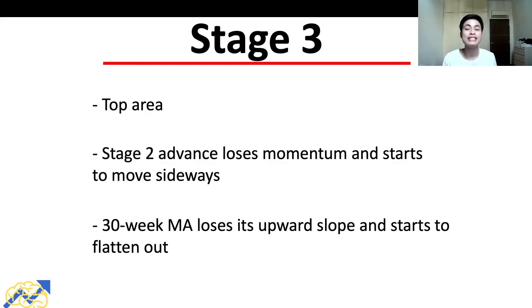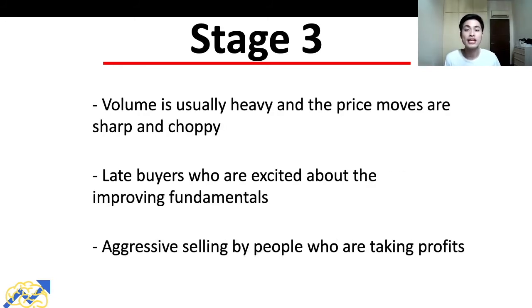In stage 3, this is an area where prices usually tops out. At stage 3, the stage 2 advance experienced by the stock loses momentum and starts to move sideways. The 30-week moving average starts to lose its upward slope and also start to flatten out. And in this stage, volume is usually heavy and price movements are sharp and choppy. This is because late buyers are excited about the improving fundamentals and will want to look to buy the stock.